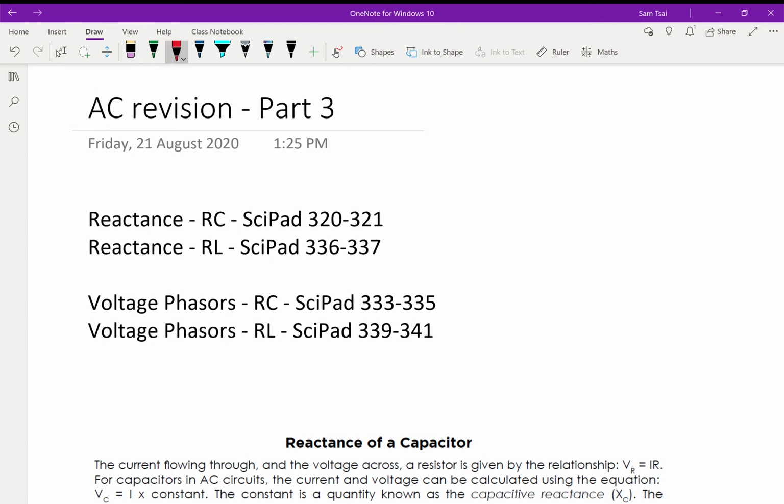Okay, let's talk about reactance. Reactance basically means resistance in DC, same meaning. But of course, the physics and the source of that resistance is different.